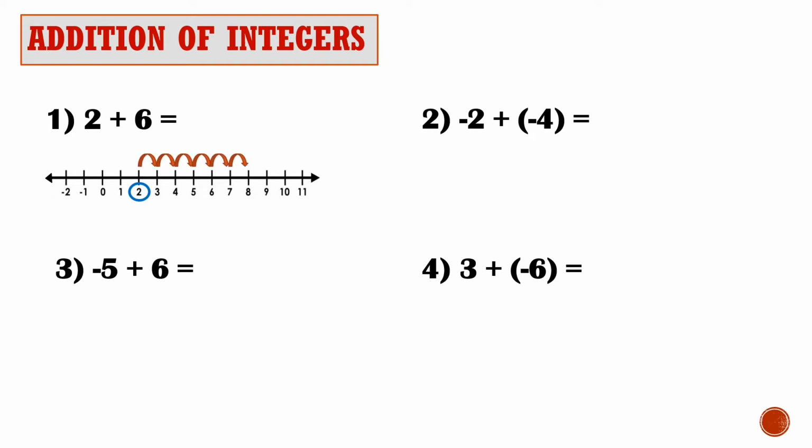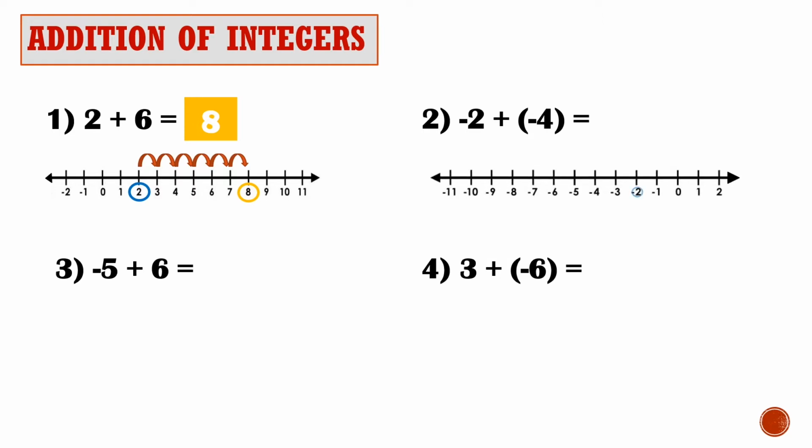Then, move tayo ng 6 or 6 units to the right because we have positive 6. Then, mag-i-stop tayo kay positive 8. Now, the sum of positive 2 and positive 6 is positive 8. Next, 2, we have negative 2 plus negative 4. The reference point is negative 2. Then move tayo to the left because that is negative. So mag-i-stop tayo kay negative 6. So the sum of negative 2 plus negative 4 is negative 6.